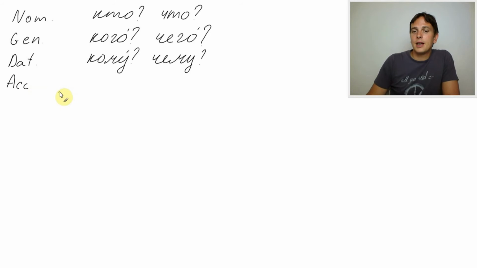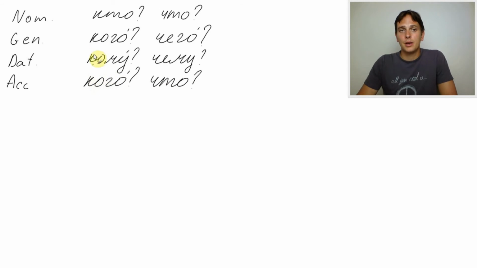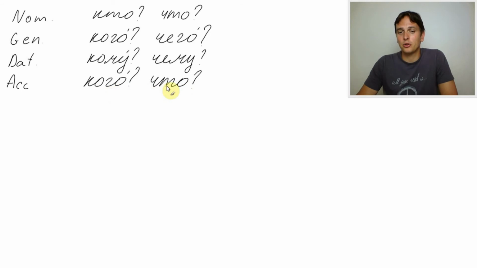Accusative is whom and what. Кого, что. And here we got this problem. In genitive, кого was of whom, and here we get whom. And что is also repeating itself in nominative, even with the seemingly same meaning as in nominative. So, кого, что here is whom and what.